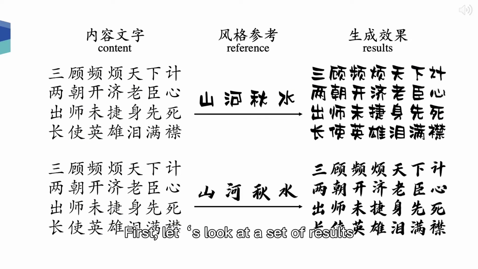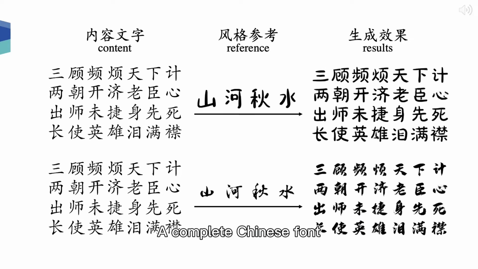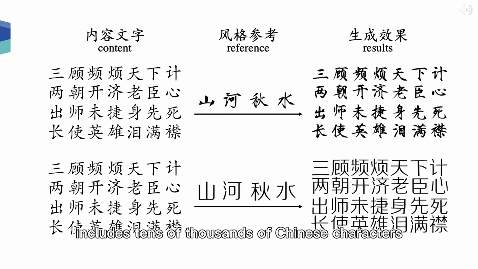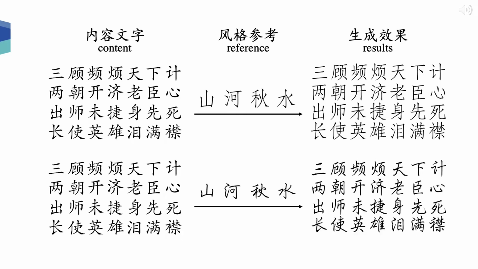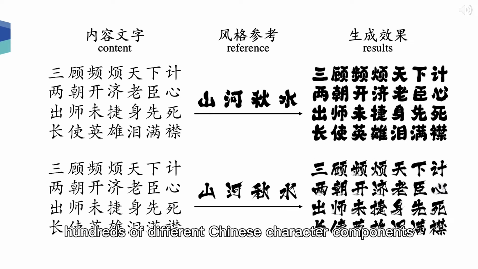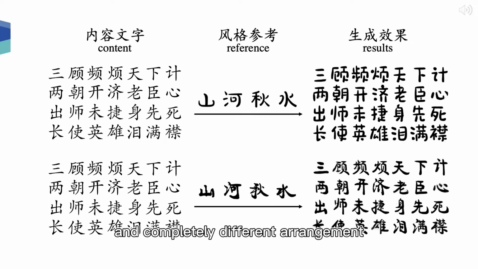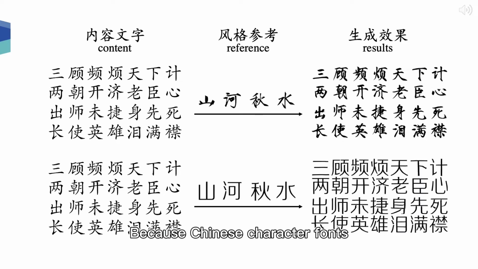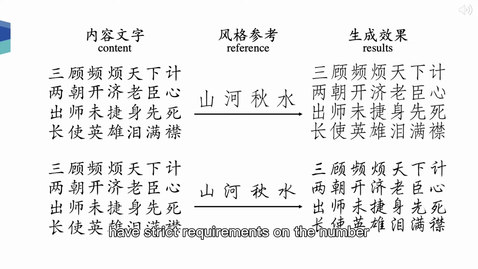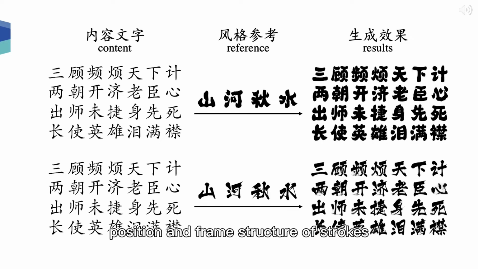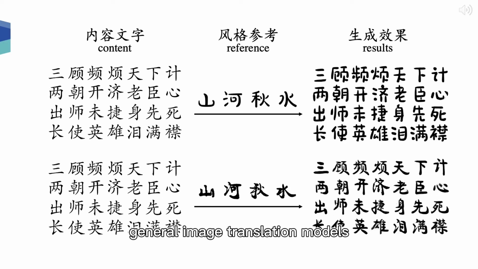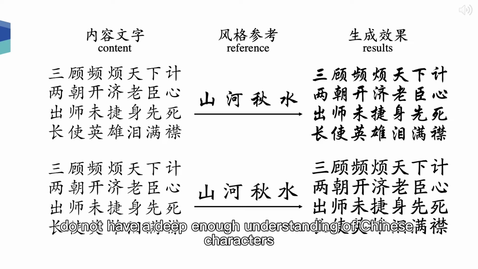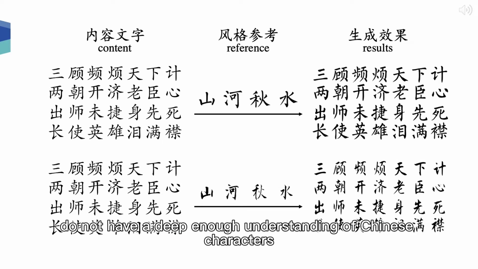First, let's look at a set of results. A complete Chinese font includes tens of thousands of Chinese characters, hundreds of different Chinese character components, and completely different arrangements and combination methods. Because Chinese character fonts have strict requirements on the number, position, and frame structure of strokes, general image translation models do not have a deep enough understanding of Chinese characters.